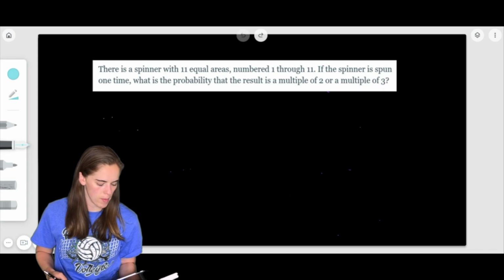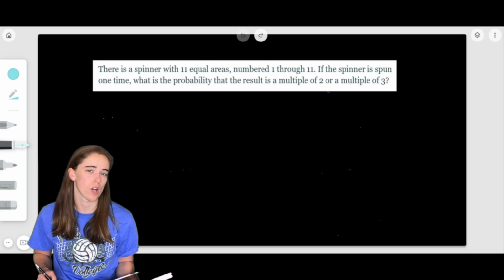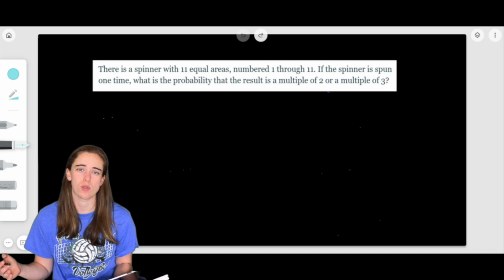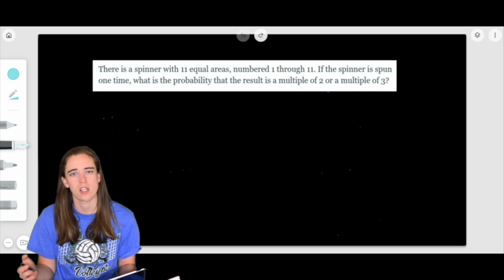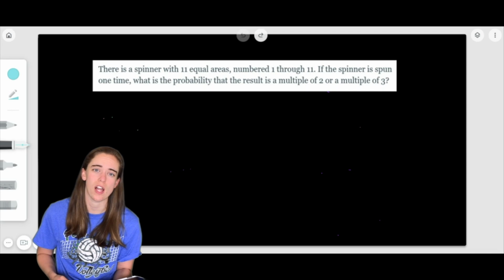We need to find the probability that with one spin we land on either a multiple of 2 or a multiple of 3. So for this one, the first thing we're going to do is draw out our sample space. Again, our sample space is just all of the possible outcomes listed out in front of us so that we can see them. So for this one, it's just going to be the numbers 1 through 11.